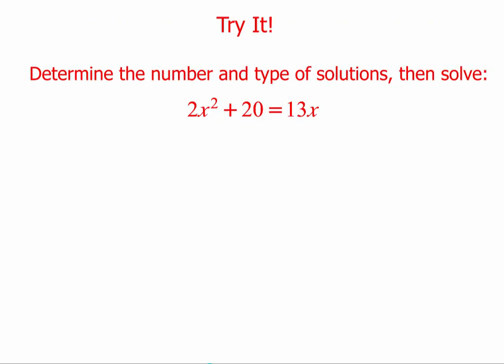I'm going to leave you with this try it problem. It says determine the number and type of solutions, then solve. So you need to use the discriminant to figure out how many solutions this is going to have, and then use either factoring or the quadratic formula to solve.